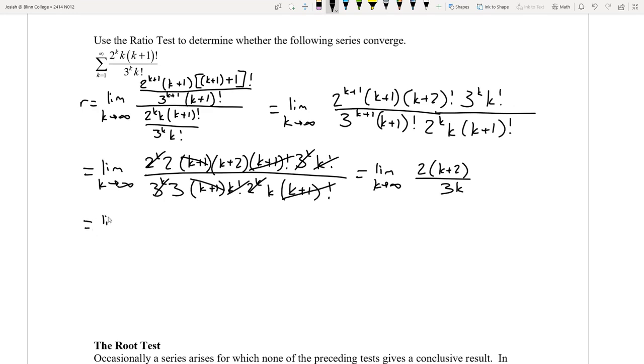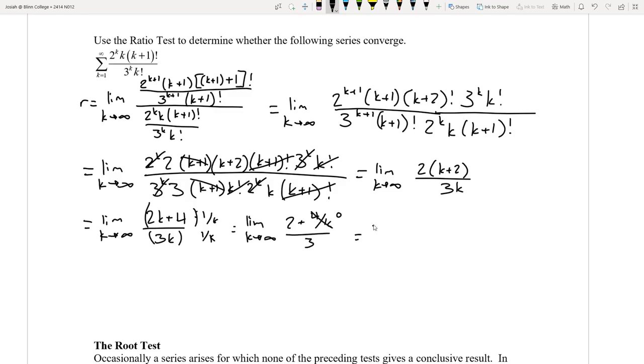So we've got the limit as k tends to infinity of (2k + 4) over 3k, multiplied by 1 over k. Oops, that's a 4. So we've got the limit as k tends to infinity of (2 + 4/k) over 3. This guy goes to 0. We get 2/3. That's less than 1.